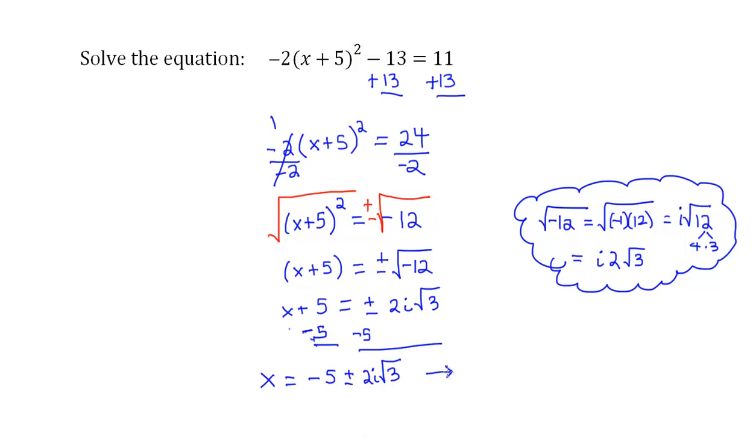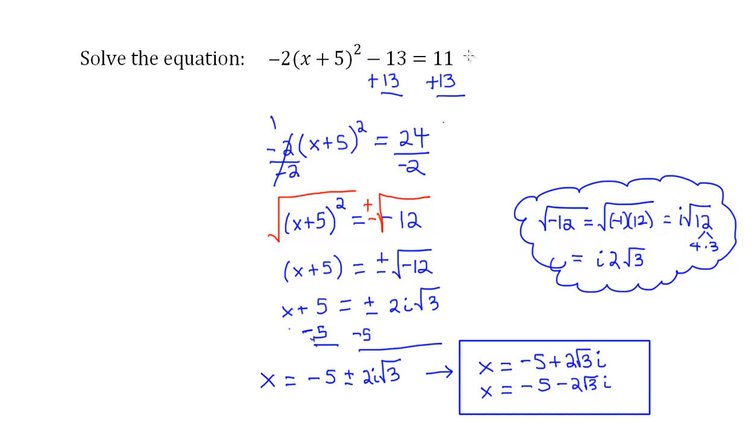Which, if you like, we could rewrite over here as x equals negative 5 plus 2 times the square root of 3 i, where i is outside the radical, or x equals negative 5 minus 2 times the square root of 3 i. Those two answers satisfy this quadratic equation and make it true.